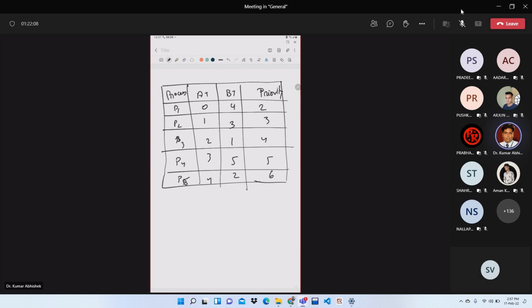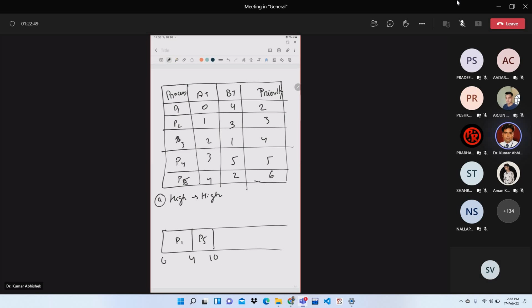There were two parts: when higher priority number is higher and when higher priority number is lower, right? At 0, P1 will execute till 4. At time 4, we have P2, P3, P4, P5. Which has the highest priority? P5, sir.